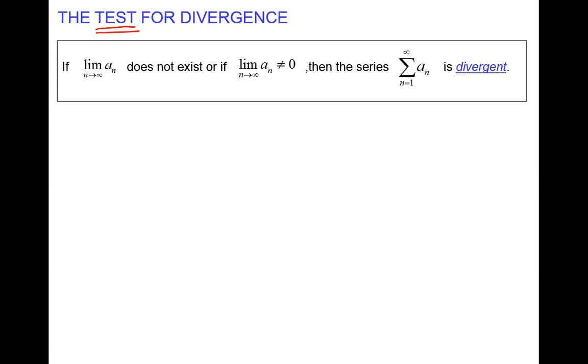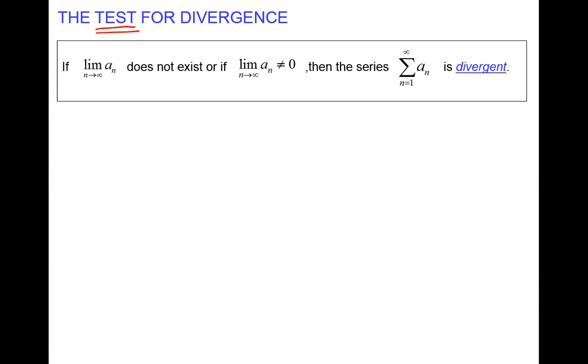But we may have complicated formulas, which you will see, complex formulas. And we will need a list of tests, a list of tools. We will need a toolbox with lots of tools to prove that a series is divergent or convergent.